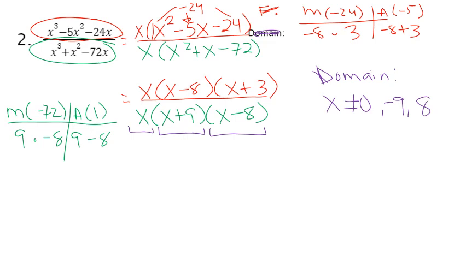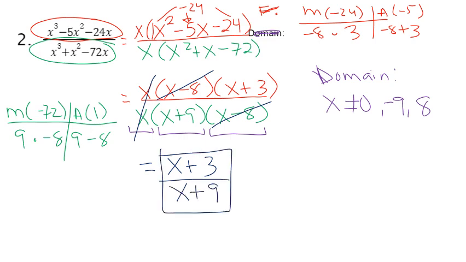And then finally, we can go ahead and simplify out. So when we simplify it out, the x minus 8's go away, the x's go away, and now I'm left with x plus 3 over x plus 9. So we're going to just factor the top and bottom, list the domain, and go from there.